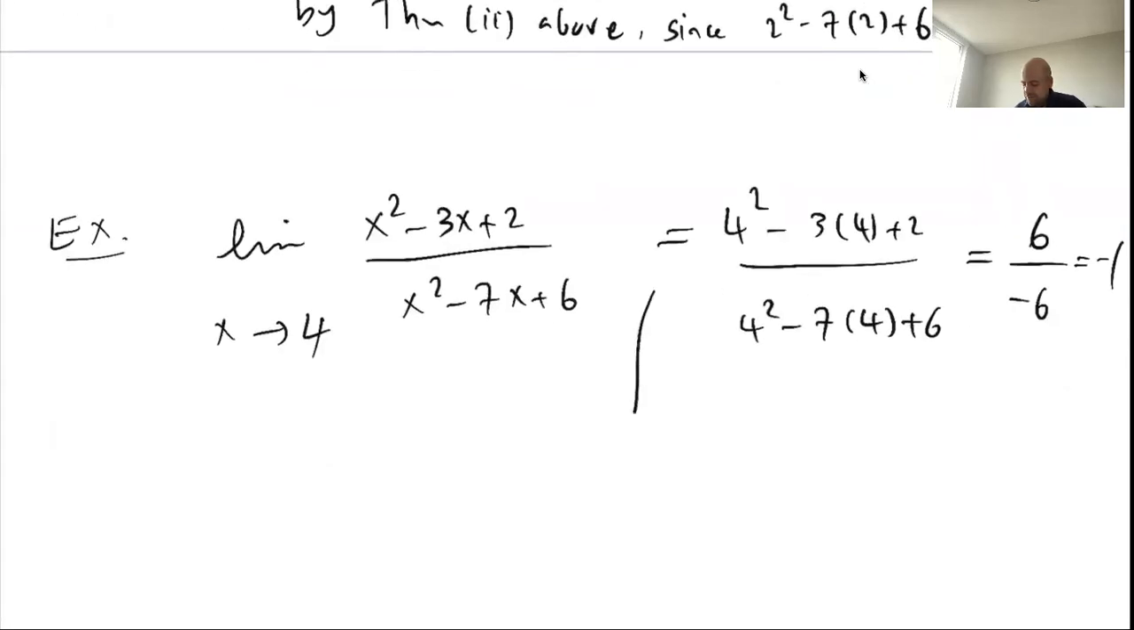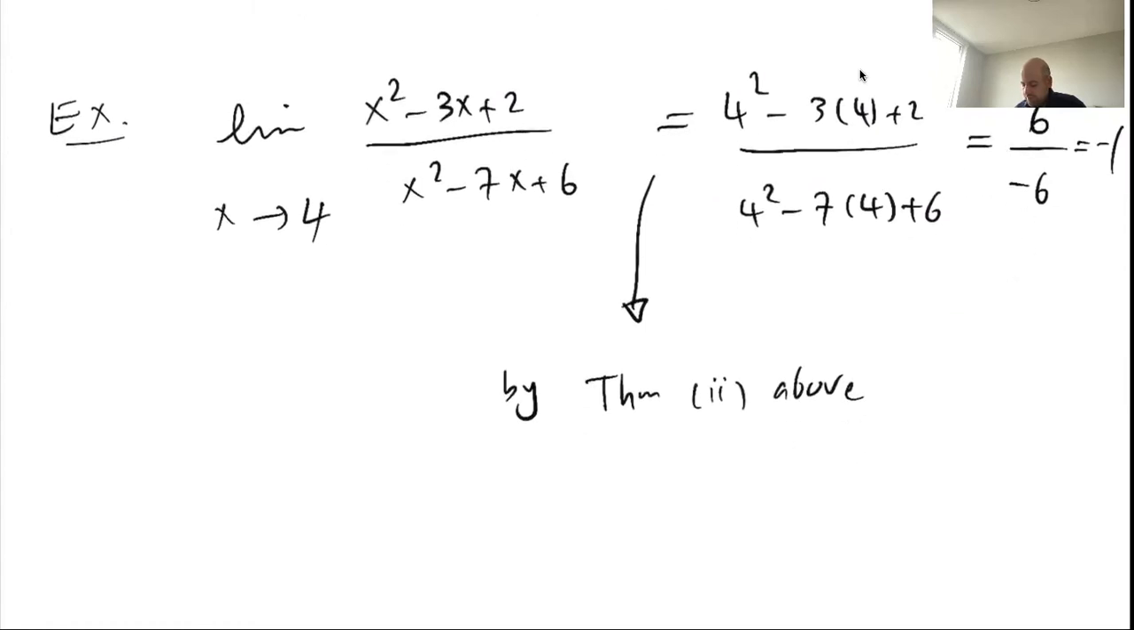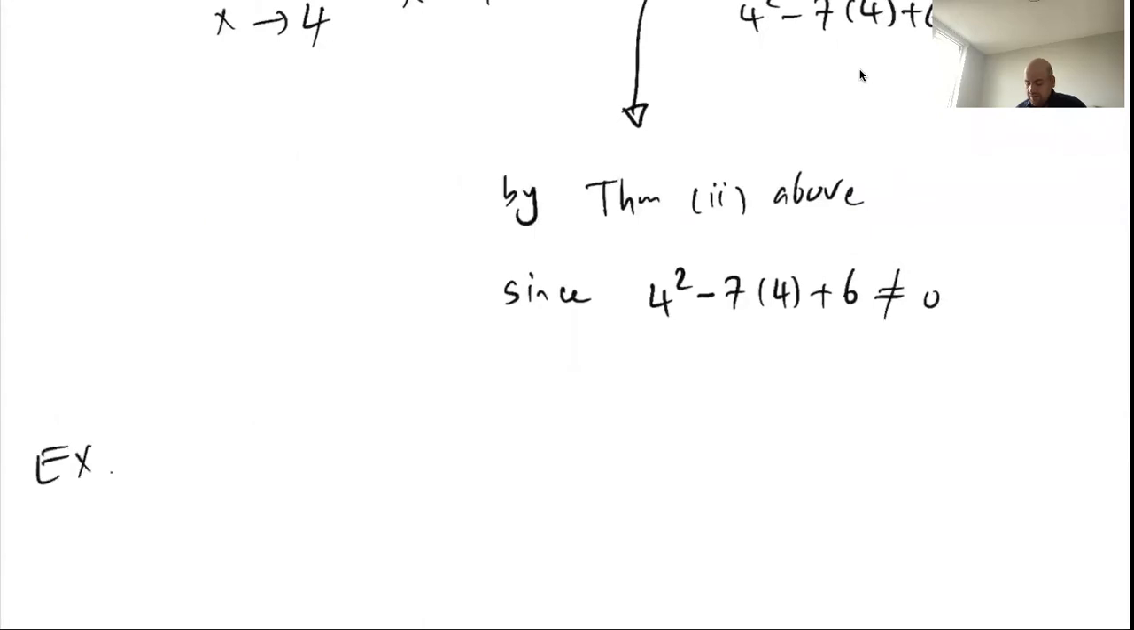So again, I can say by theorem 2 above, since 4 squared minus 7 times 4 plus 6 is not 0. So as long as the denominator is not 0, everything is very straightforward. If the denominator becomes 0, then you have to look. If the denominator is 0, is the numerator also 0? In that case, factorize both top and bottom, pull out the common factor x minus a, and simplify.